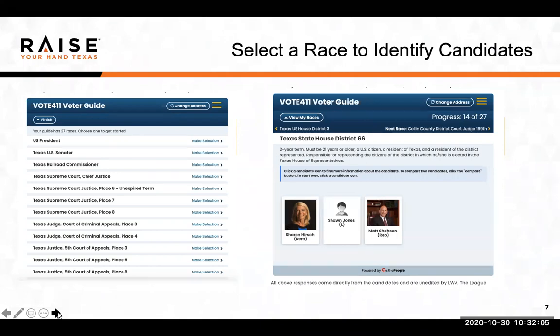So when you make that selection by clicking the blue option over here that says make selection, you're presented with a new screen that is the voter guide for that particular race. So at the top, you'll get a little information about how long this term is. This happens to be a 2-year term, so individuals, incumbents and candidates can run every 2 years. We can see there are 3 people who have filed for this particular race: Sharon Hirsch, Sean Jones, and Matt Shaheen.